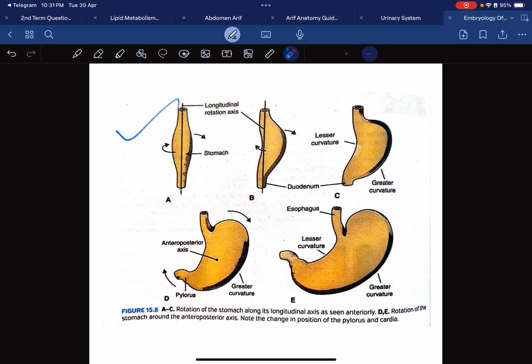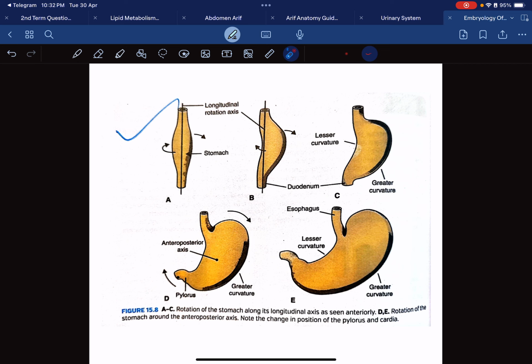Okay. Now, rotation of the stomach occurs in 2 axes, one around the longitudinal axis and another around the anteroposterior axis. Okay, the anteroposterior axis. Along the longitudinal axis, it rotates 90 degrees clockwise, and around the anteroposterior axis, the cephalic end or the cardiac portion goes to the left. It goes to the left and downwards, like this, and this goes to the right and upwards. So these are the 2 rotations.